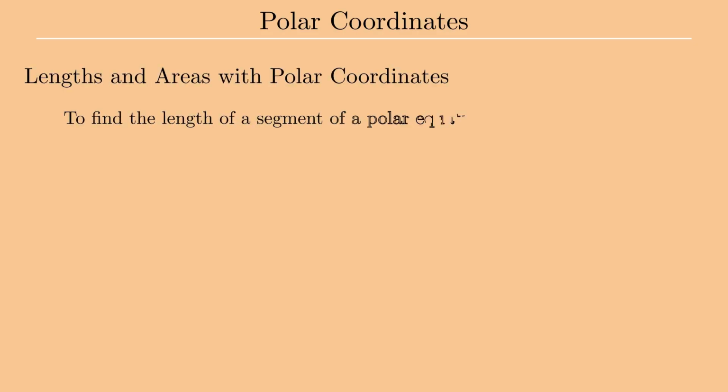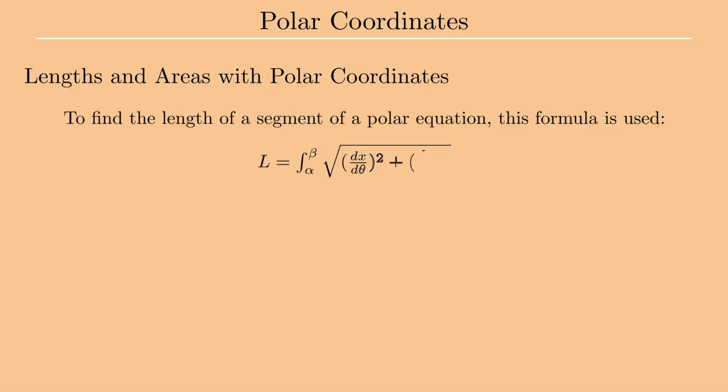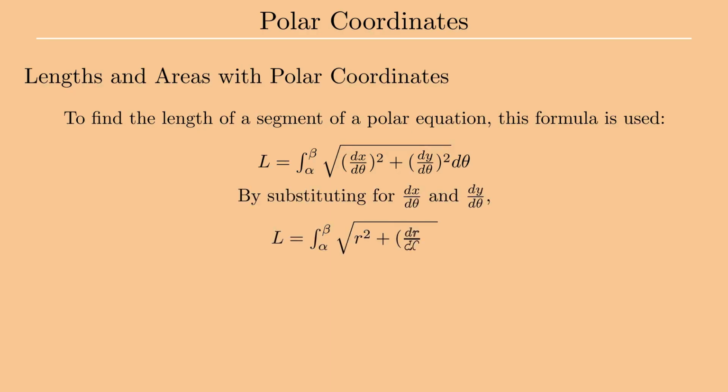To find the length of a segment of a polar equation between the points where θ equals α and θ equals β, we can use the formula L equals the integral of the square root of (dx/dθ) squared plus (dy/dθ) squared, in terms of θ. This formula can also be rewritten in terms of r and θ by substituting for dx/dθ and dy/dθ.